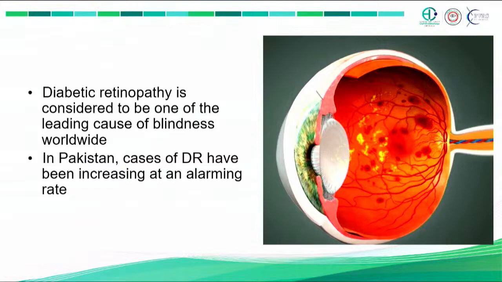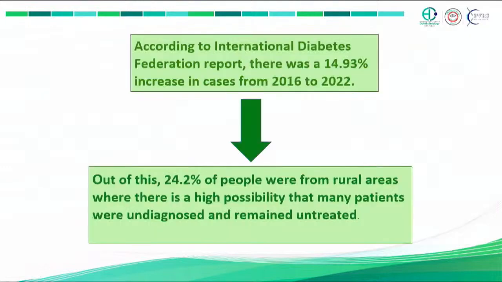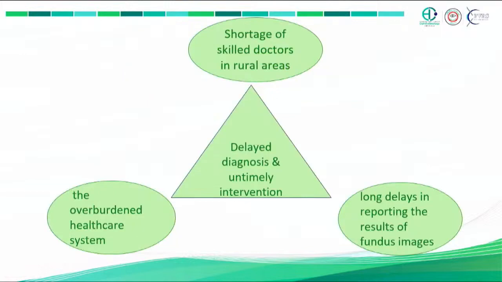Diabetic retinopathy is considered to be one of the leading causes of blindness worldwide. In Pakistan, the cases of diabetic retinopathy have been increasing at an alarming rate. According to the International Diabetes Federation report, there was a 14.93% increase in the cases of diabetic retinopathy from 2016 to 2022, out of which a significant number of people belong to rural areas where there is a high possibility that the patient goes undiagnosed and remains untreated.